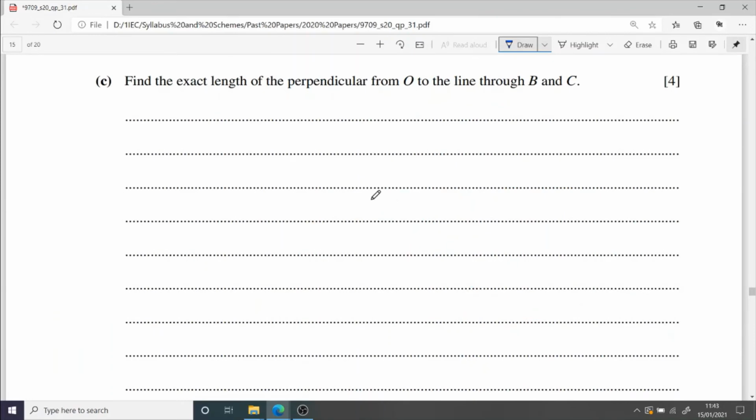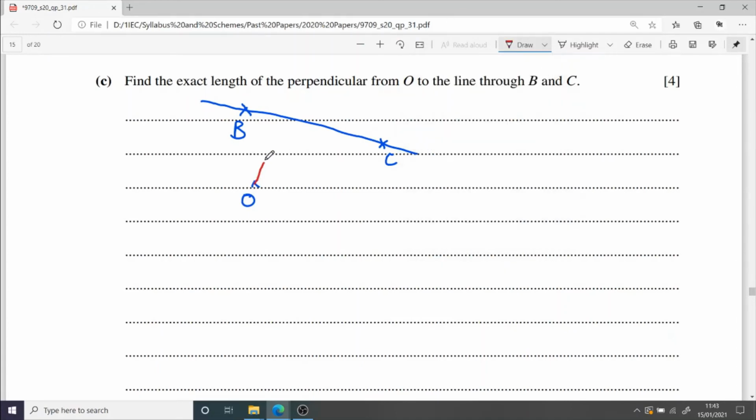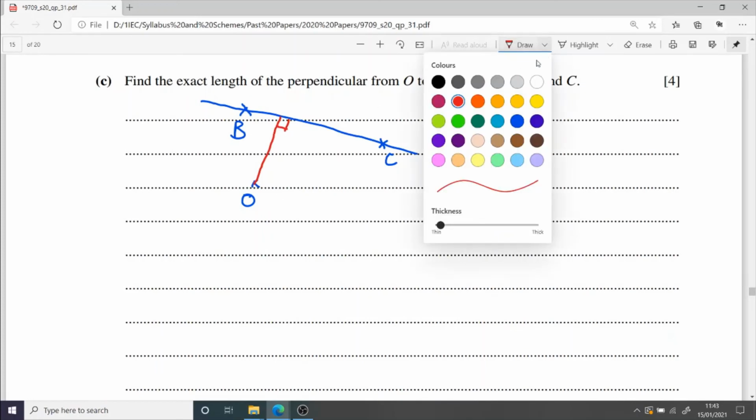Part C asks us to find the exact length of the perpendicular from O to the line through B and C. Let's draw a rough approximation of the situation. This could be the line BC, for instance. This could be our origin here. And the distance we're interested in finding would be this distance, which meets that line at a right angle.